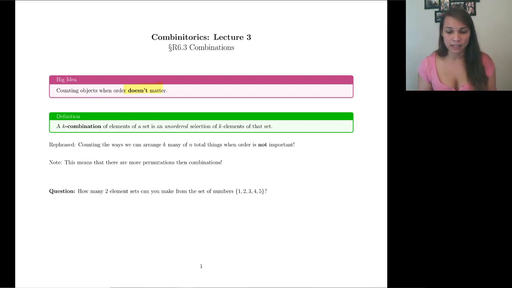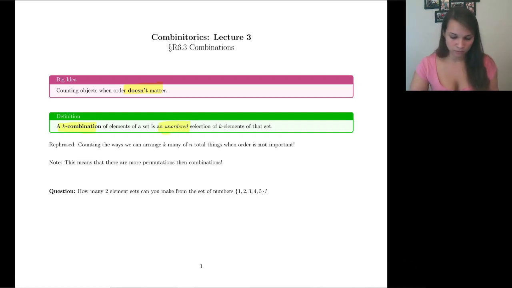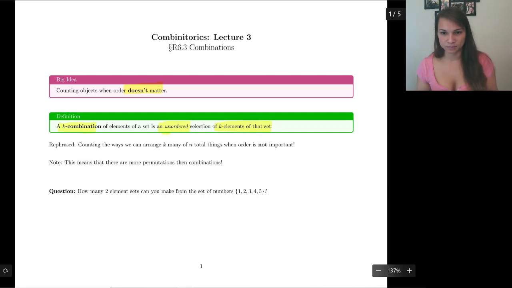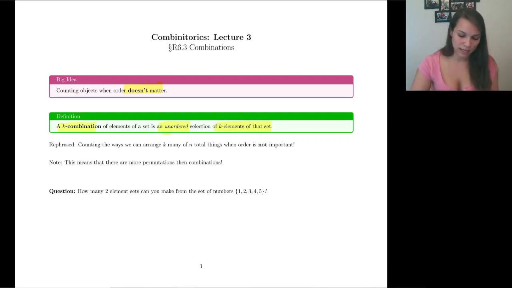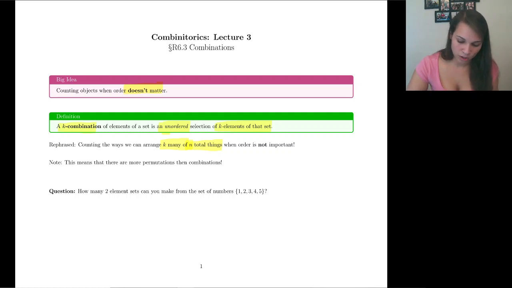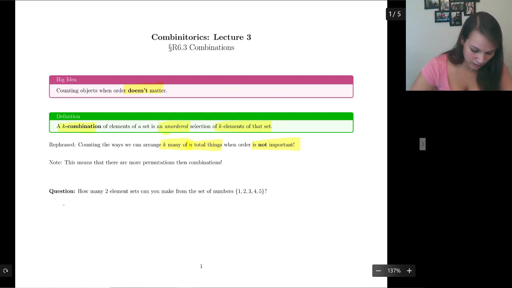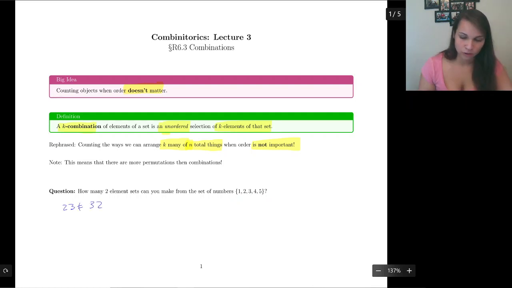Saying that a little bit more formally, a K combination of elements from a set is an unordered selection, so we don't care about order, of those K elements from that set. Or rephrasing it, we want to count the number of ways we can arrange K many of n total things when order is not important. So remember from last time, we did a 2-digit number from the set 1, 2, 3, 4, 5. Order really mattered there because 23 is not the same thing as 32.